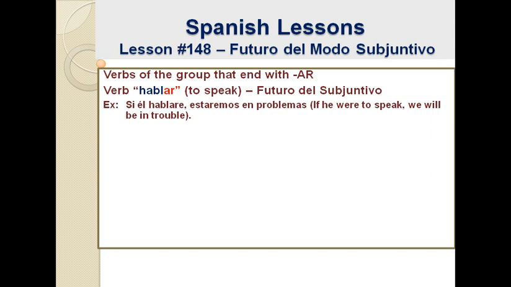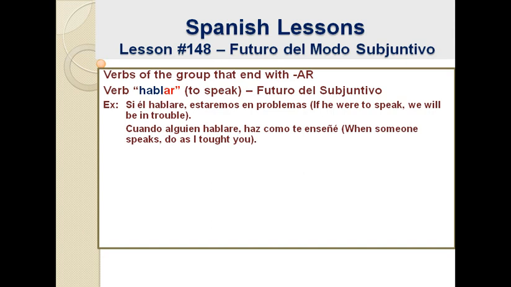Here's an example using futuro del modo subjuntivo. Si él hablare, estaremos en problemas. If he were to speak, we will be in trouble. You can see here that this is not only a future tense conjugation, but more important, this is a hypothetical situation, okay? If he were to speak, we will be in trouble. So, hablare is conjugated in futuro del modo subjuntivo.